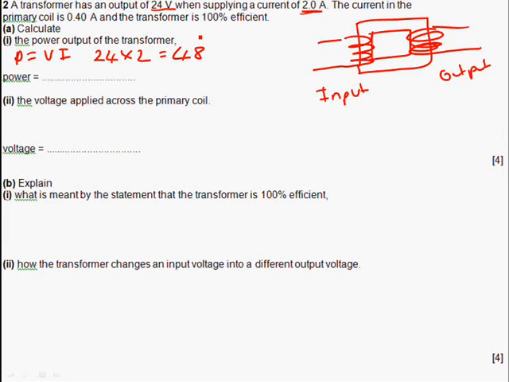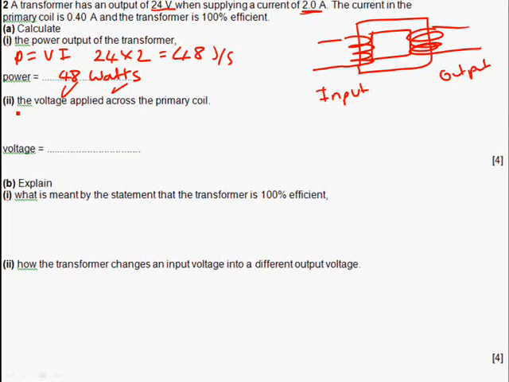Okay, and power is joules per second, or you can put it in watts. Okay, both units being the same thing. And remember, you get a mark for the answer for the units, and always write the formula.